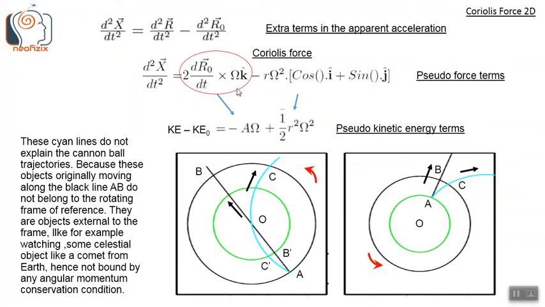And another term 2 dr₀ by dt cross ω. So this term is known as the Coriolis force. Like we get the pseudo force terms in the force balance equation, we also get pseudo kinetic energy terms due to this non-zero ω. We shall not discuss these energy terms here.